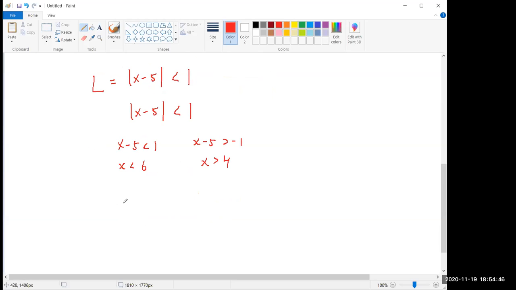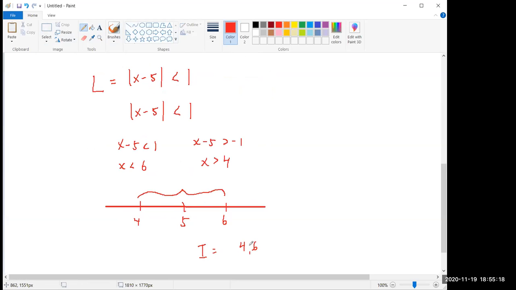Yeah. So if we were to draw a number line, let me use a line tool. And then we have 4, 5, 6. So we know that this right here, from 4 to 6, is our interval of convergence. So I can say it's from 4 to 6.